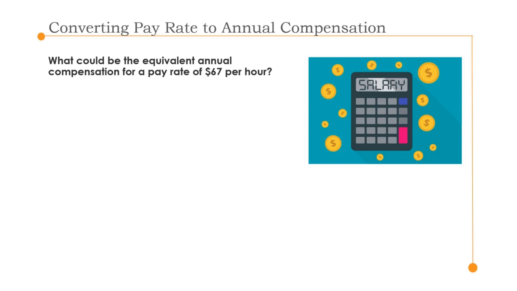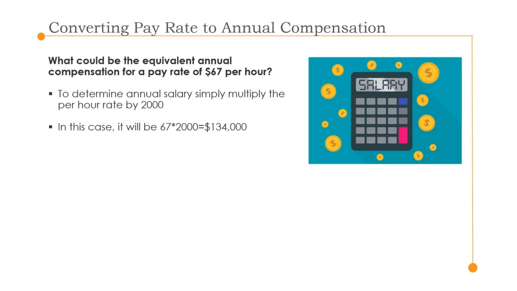So looking at the question again, what could be the equivalent annual compensation for a pay rate of $67 per hour? To determine the annual salary, simply multiply the pay rate, that's $67 per hour, into the amount of hours per year, that's 2,000 hours worked per year. In this case, it will be 67 into 2,000. 67 is the hourly pay rate, and 2,000 is the hours worked per year. That equals $134,000 a year.